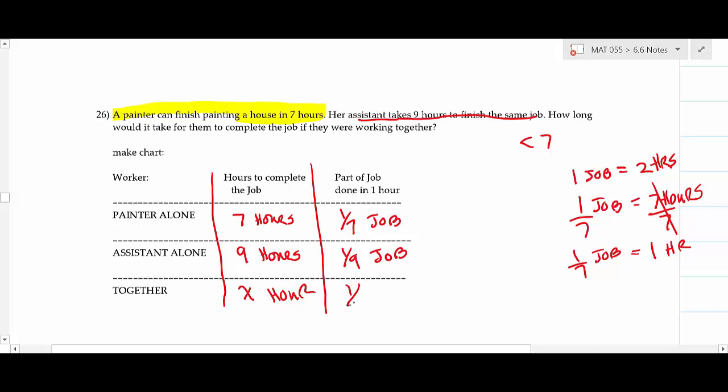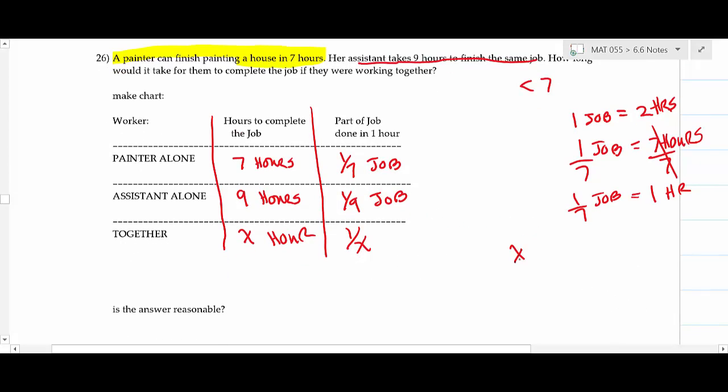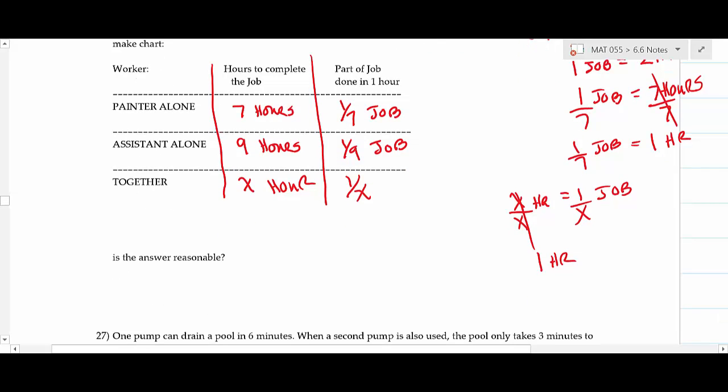1 over X, exactly, for the same idea. Okay, so that would be the idea. You can think of it this way: if it takes X hours to do one job, then if you divide both sides by X, in 1 hour that person has done 1 over X of the job. Okay, is that logical?